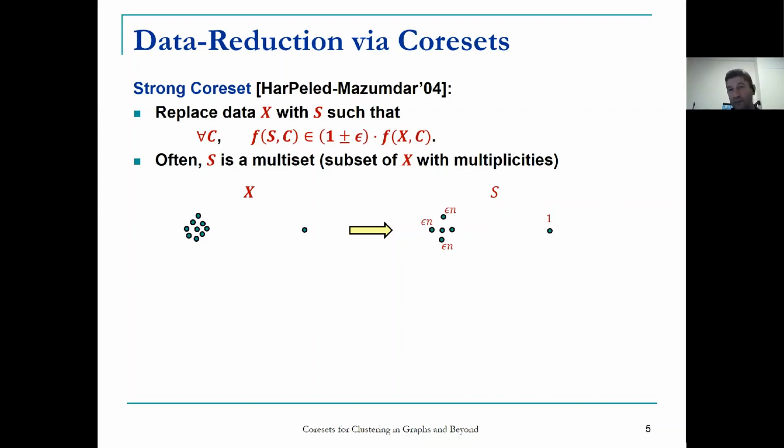Now, if you want to have something like epsilon error, maybe instead of clustering all these n minus 1 points into a single point, you take bunches of something like epsilon n points, then you come up with a representative for them. You give that representative point weight epsilon n, and then you have 1 over epsilon.